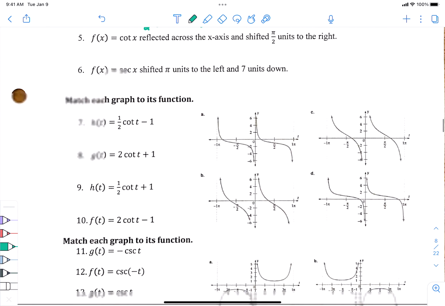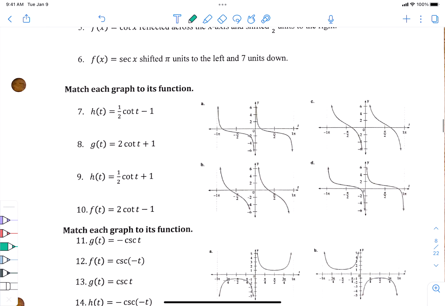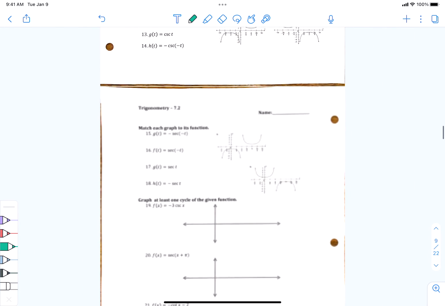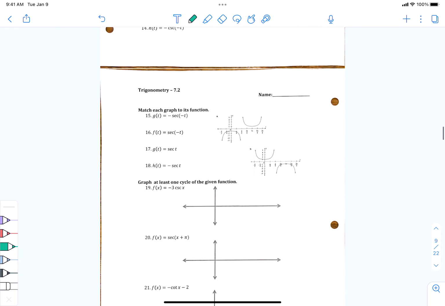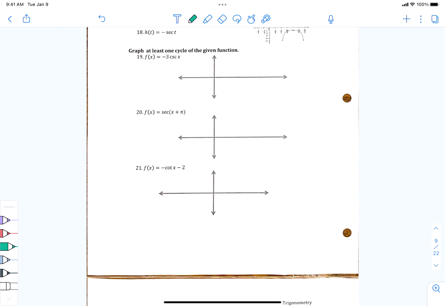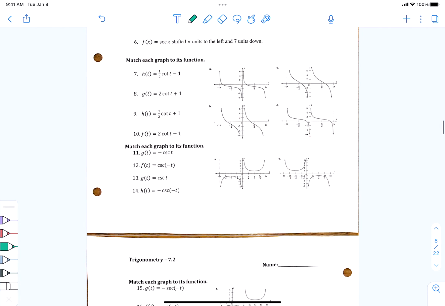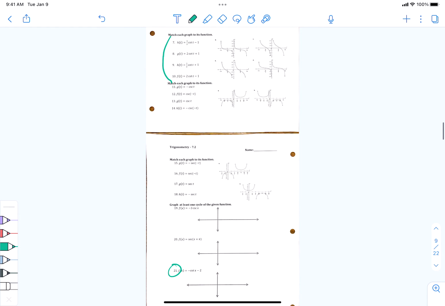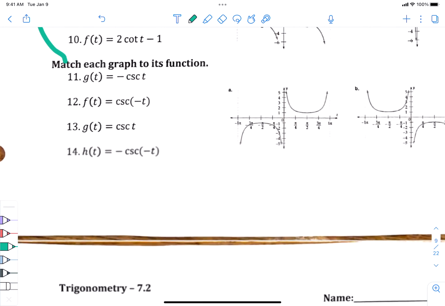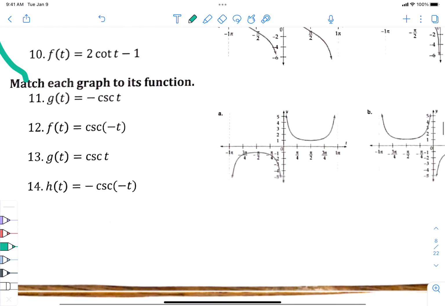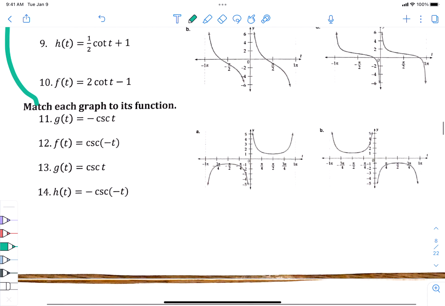Keep going. Don't do 7, 8, 9, 10 because we don't know what cotangent looks like, but you can do 11, 12, 13, 14, and you can do 15, 16, 17, 18, and you can do 19 and 20. So the only ones you don't need to do are 21 and 7 through 10, but otherwise do the rest. You have a start. Now 11, 12, 13, 14. Oh, it's on the back.